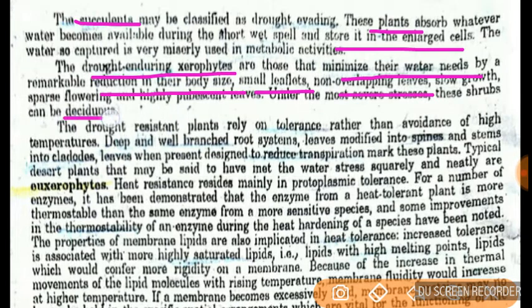Okay, and it can be deciduous also. And the drought resistant, this is very important actually. Why is it important? Because they rely on tolerance rather than avoidance. So what they do actually, they develop a deep and well branched root system, the leaves are modified into spines, the stems into cladodes, and the leaves are also designed to reduce transpiration.